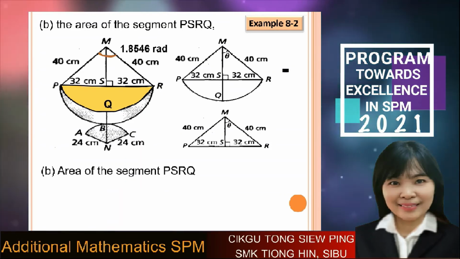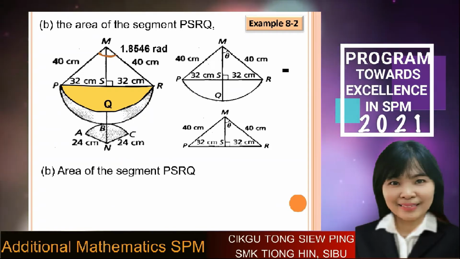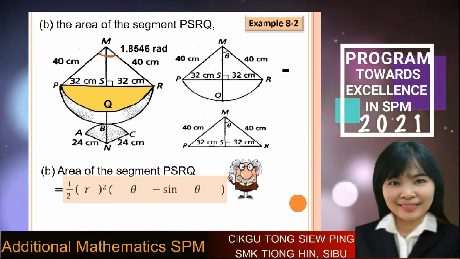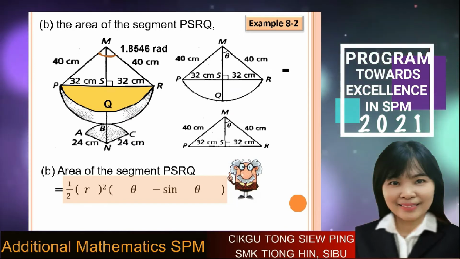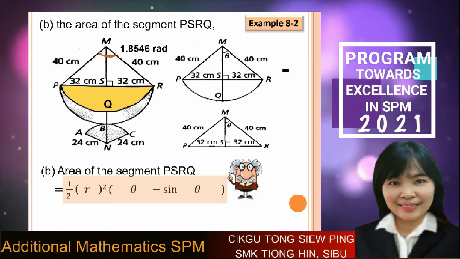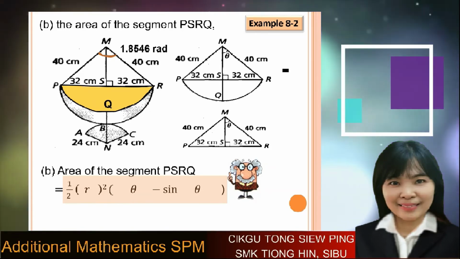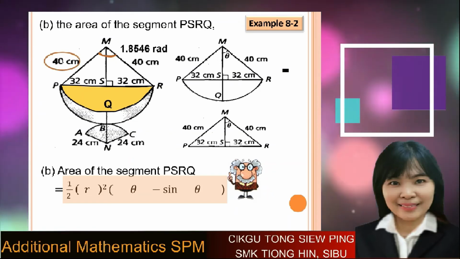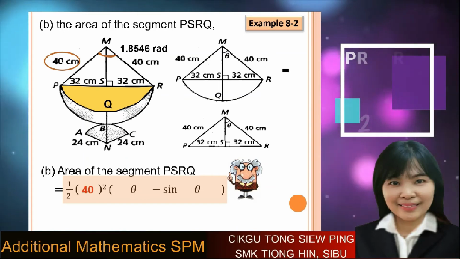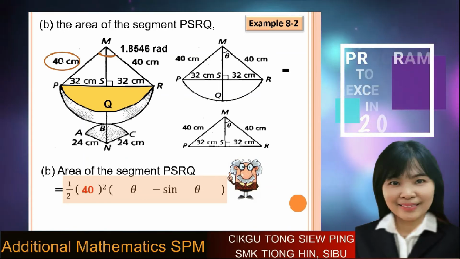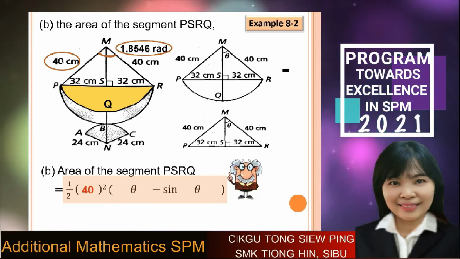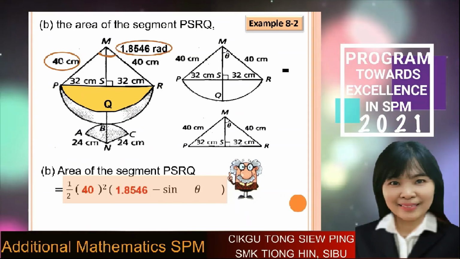Actually, we can use the formula of the area of segments that we have learned before. That is 1/2 r squared (theta minus sine theta). The radius of this sector, that is PM, is given as 40. We substitute it into the formula here. And the angle for the sector PMR, we have found it in part A. That is 1.8546. We substitute it into the formula too.